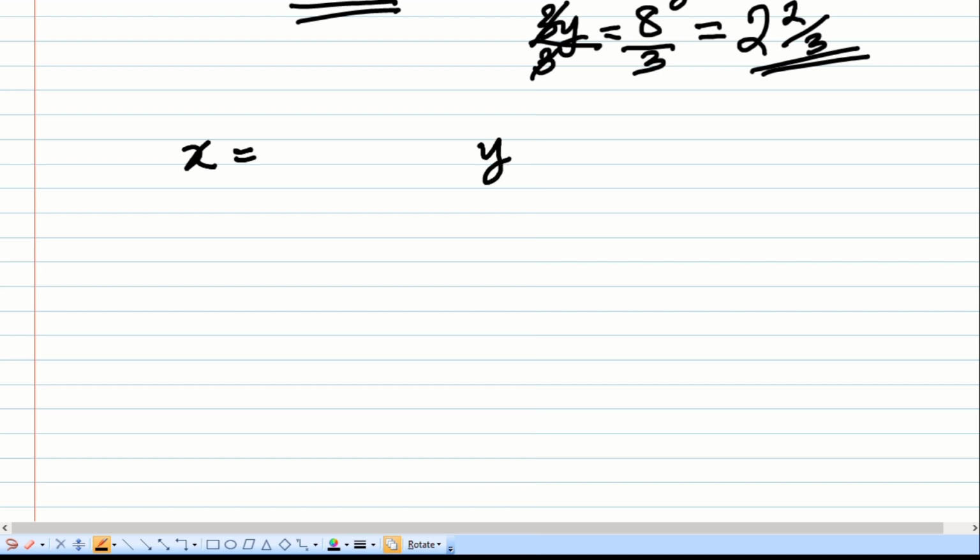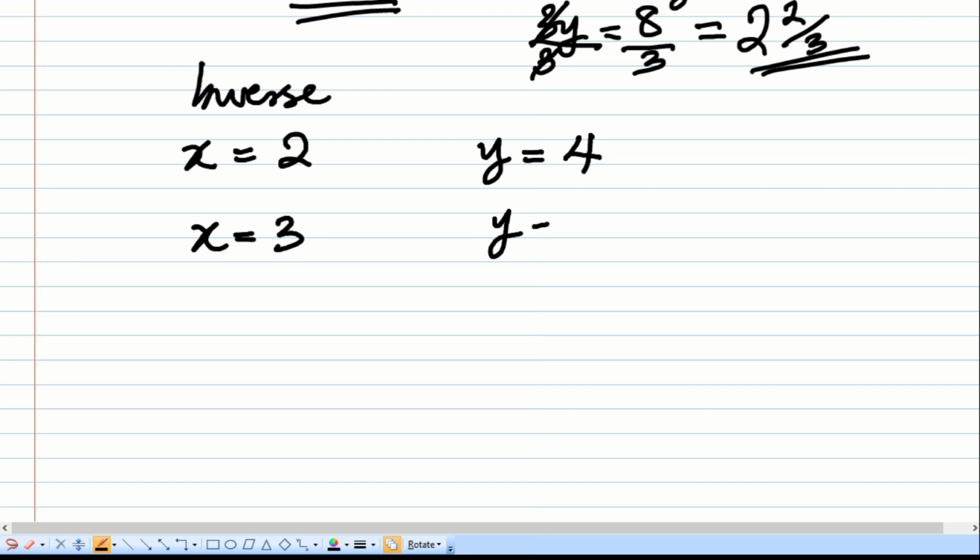So you see that they say that x was 2 initially when y is 4, right? They now say that x is now 3. And remember, it is inverse variation we are solving. So look at what we're going to say. We're looking for y.